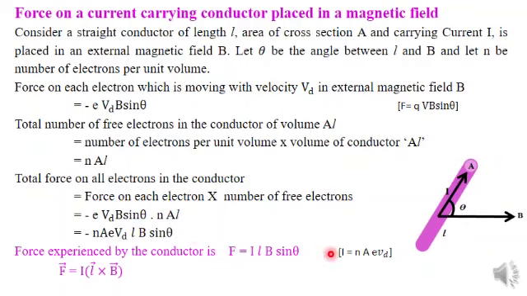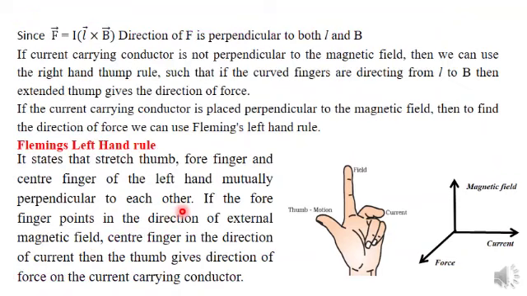But n A e Vd, this is the electric current which we studied in chapter 3. So the expression of force becomes I L B sin theta. In vector form, this force is vector F equals I into vector L cross vector B. Since F equals I into L cross B, the direction of force is perpendicular to both L and B.